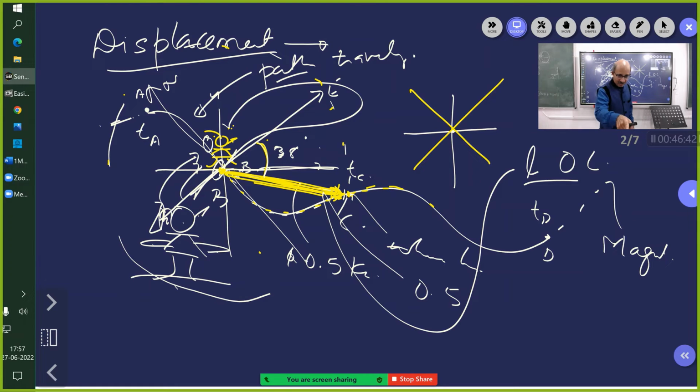It is not the path it has travelled. It may be the path. If supposing he has travelled like this, then this itself is the path. But that is not important. He has travelled from point A to point C along any path. But as far as I am concerned, where is he? He is displaced.